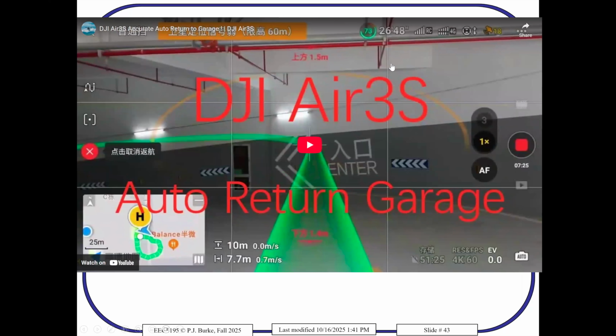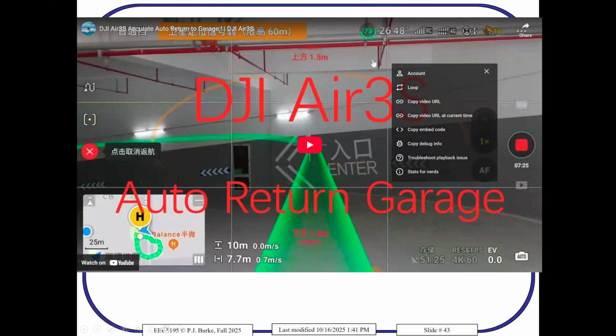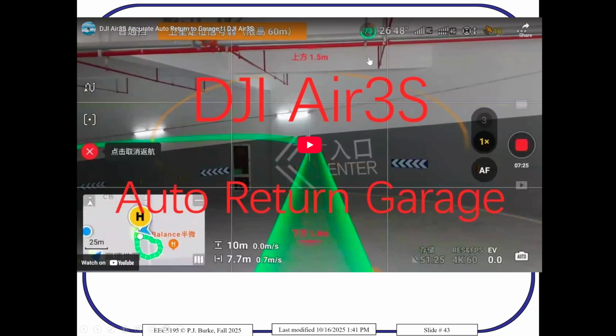Oh, let me go back. So the return to home: if you lose GPS lock, your drone will not know what to do. Your return to home requires GPS lock. In fact, we should check that. We need to have a parameter that says if it loses lock, it just lands automatically where it is for safety reasons. Because who knows?